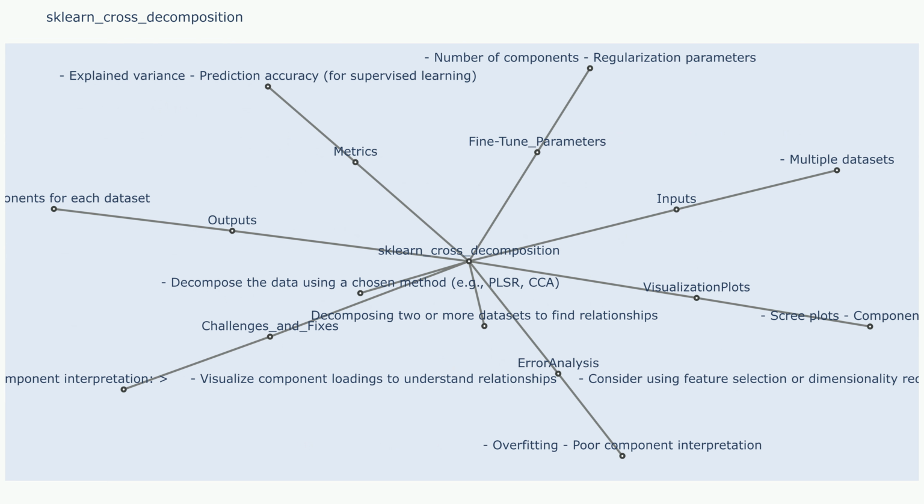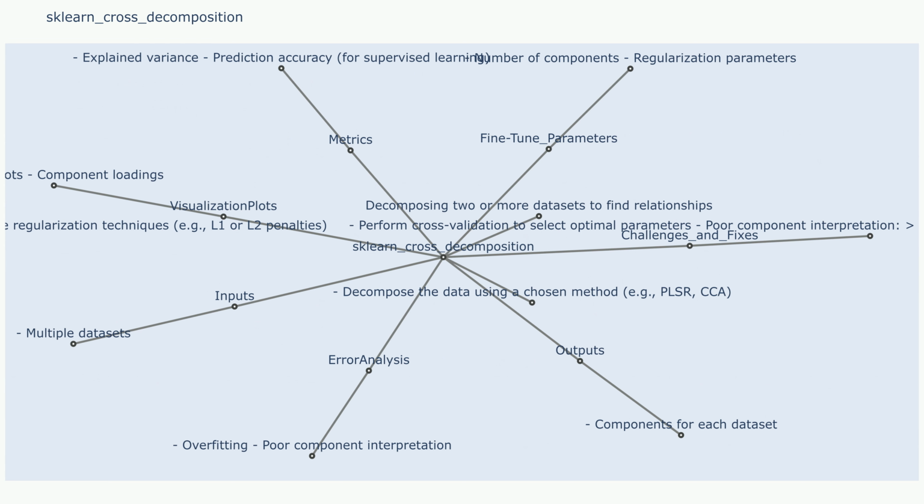Fixes to challenge 1. Feature selection. Apply dimensionality reduction techniques like PCA or feature selection methods to reduce the number of features before applying cross-decomposition. Regularization. Use regularization techniques to penalize complex models and prevent overfitting.